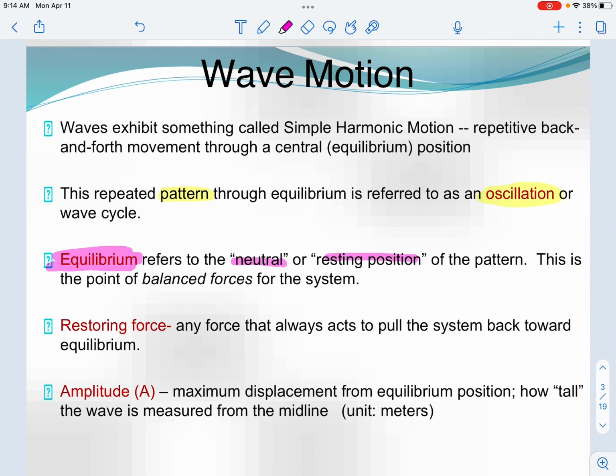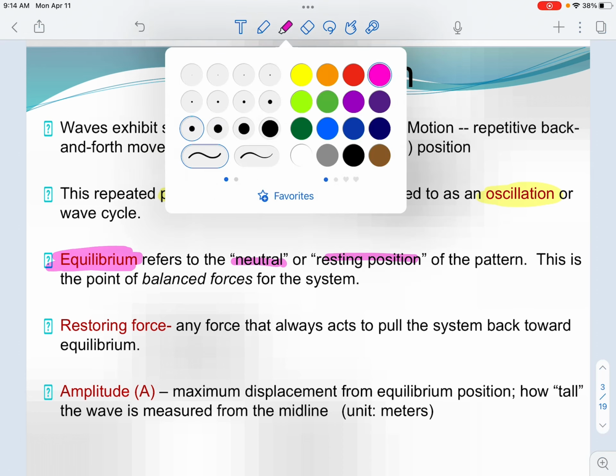The restoring force is a force that is always going to be back towards equilibrium. This is a conceptual thing that I just need you to understand. If those particles have been moved out of that neutral or resting position, number one, there was a force to cause them to move, but number two, in order for them to come back, there's a force acting on them, sending them back towards equilibrium.